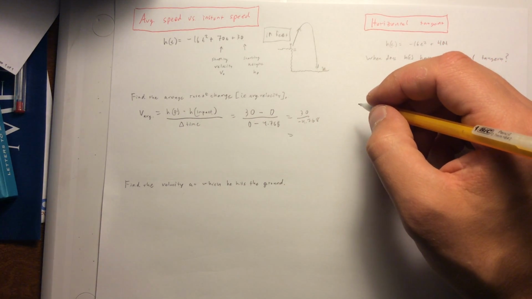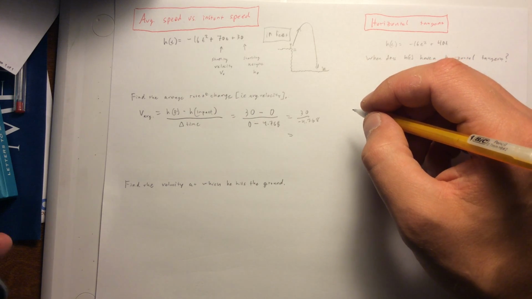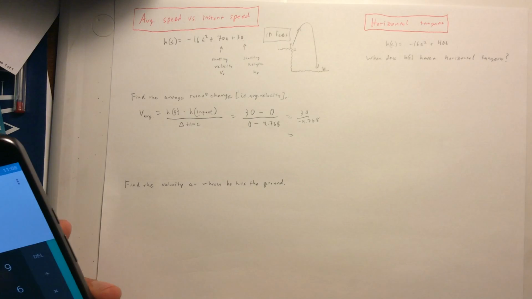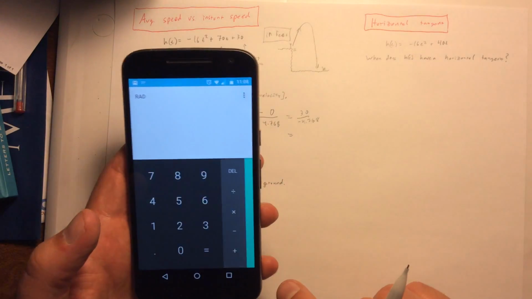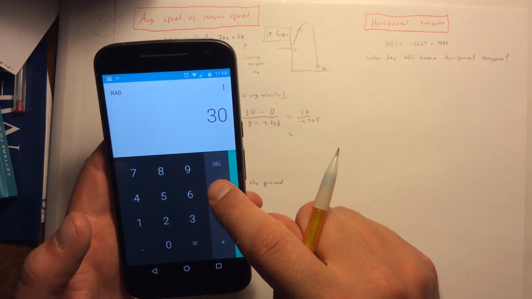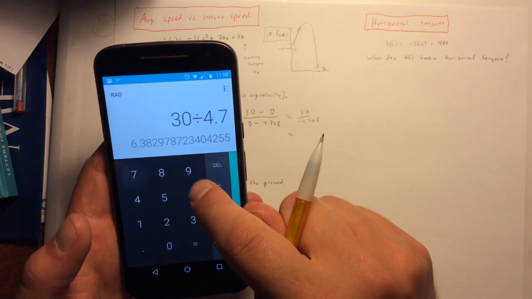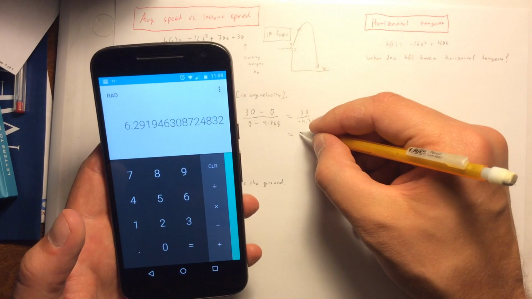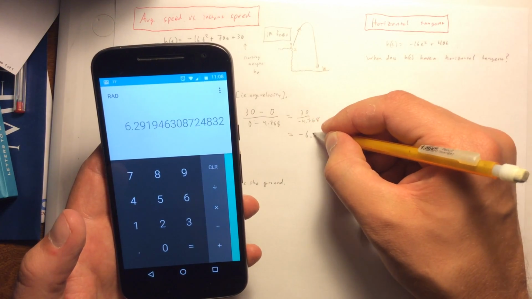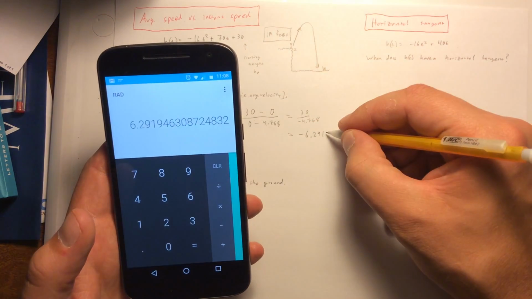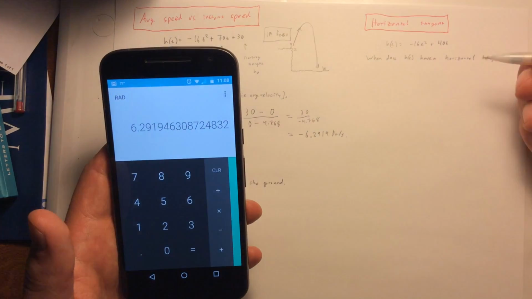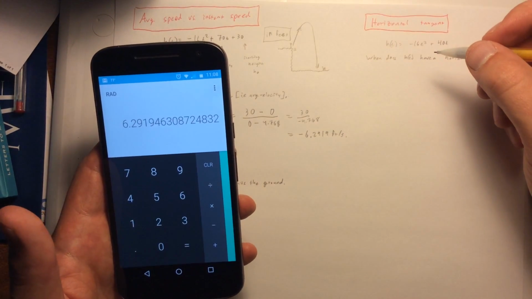And so we get our calculator. Remember, always go 3 places beyond the decimal. 30 divided by 4.768 is negative 6.2919 feet per second. That's his average speed.